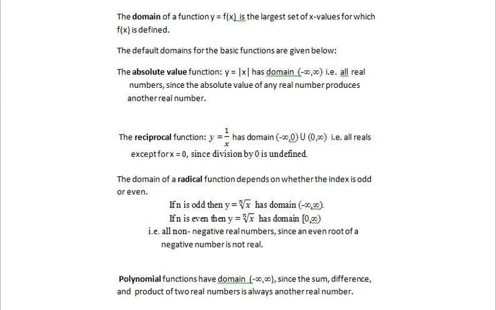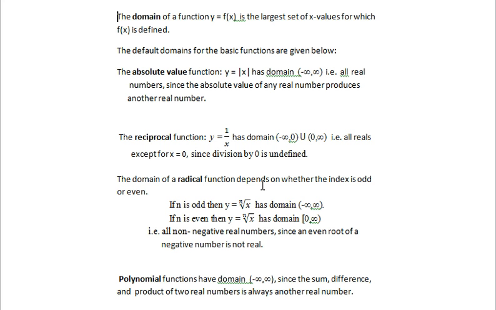The domain of a function is the largest set of x values for which f of x is defined. The default domains for 4 of the basic functions are given below. For the absolute value function, y equals the absolute value of x, the domain is all real numbers, since the absolute value of any real number produces another real number. In interval notation, this is written as the interval from negative infinity to infinity.